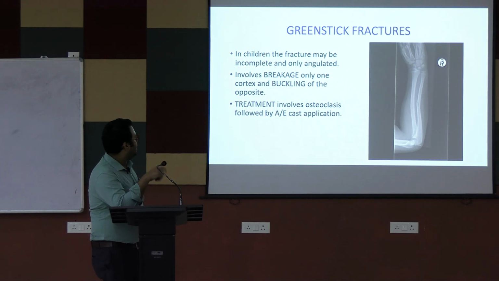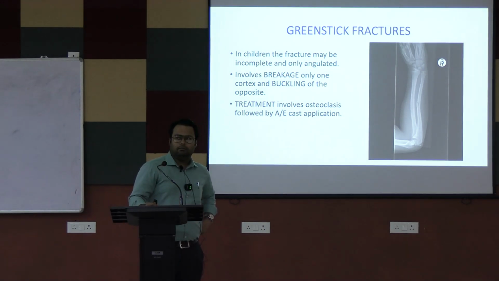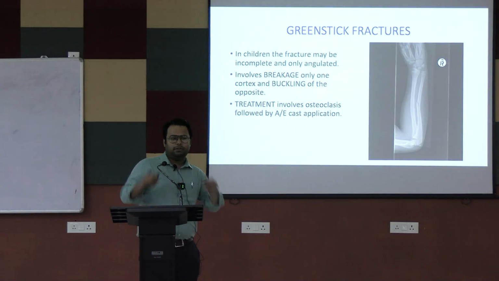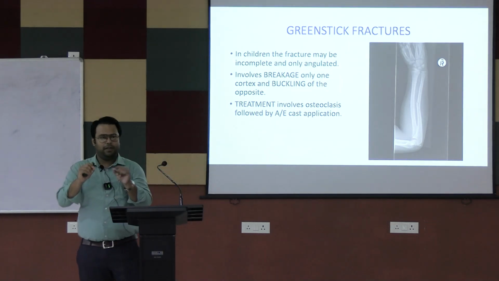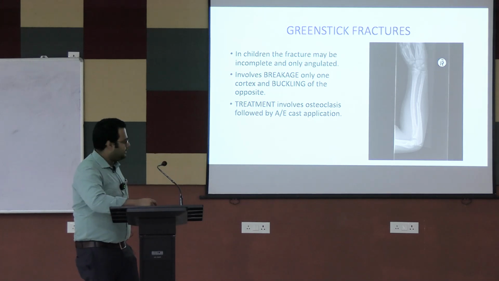After children, there's another important topic to be learned, that's the greenstick fractures. In children, the bones are not very brittle, they're more like a stick of a young plant, those green sticks. What happens when you try to bend or break those sticks? They don't break, they bend rather, right? Same thing happens in case of a child, as you can see over here.